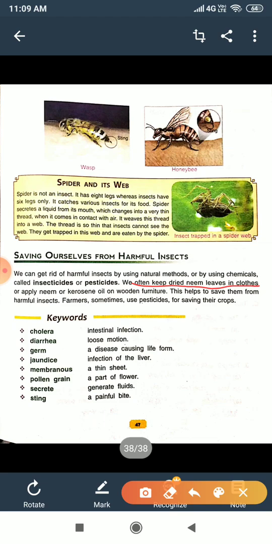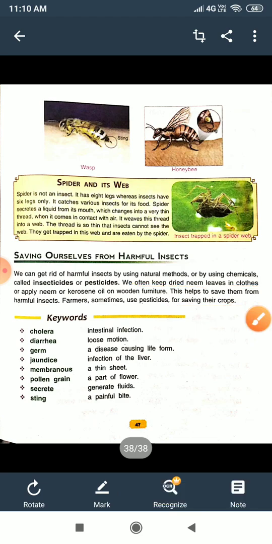And farmers use what? Insecticides and pesticides for saving their crops. They are chemicals. So we can save ourselves from harmful insects by using the natural method or by the chemical method.